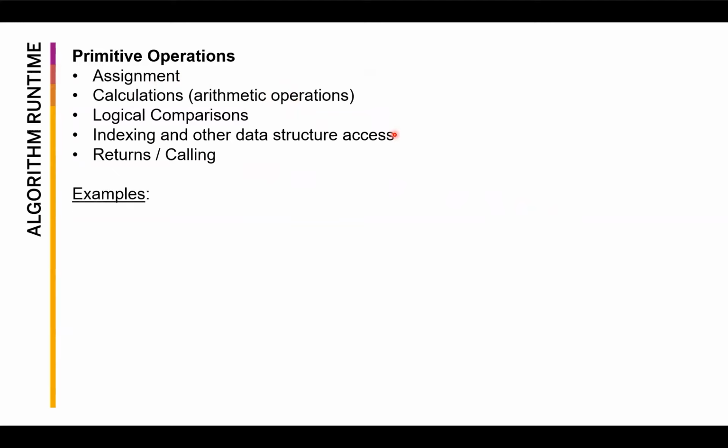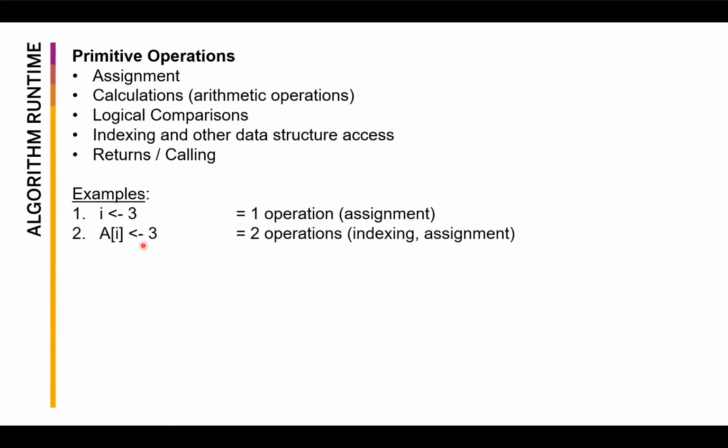Again, for example, if we have I assigned left arrow 3, we count it as one operation, which is one assignment. If we go for array indexing, if we assign 3 to a of I, that means we have 2 operations. We have indexing, where a of I is coming from, and we also have the assignment operation.